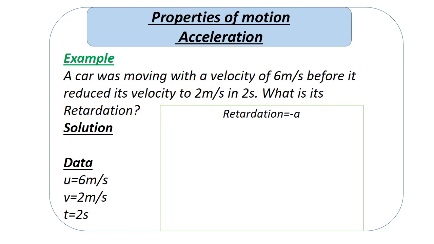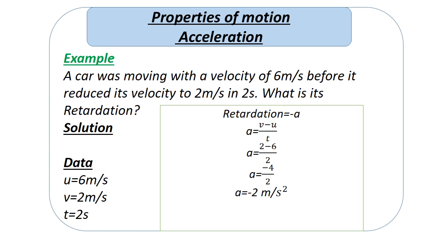The formula for acceleration, we can recall, is a is equal to v minus u over t. So we can plug in the values. Our acceleration is going to be final velocity, which is 2, minus initial velocity, which is 6, divided by time, which is 2 seconds. 2 minus 6 is going to be negative 4 over 2. Negative 4 over 2 is going to give us negative 2 meters per second squared. Don't forget the units always.